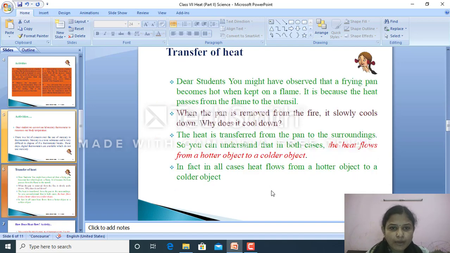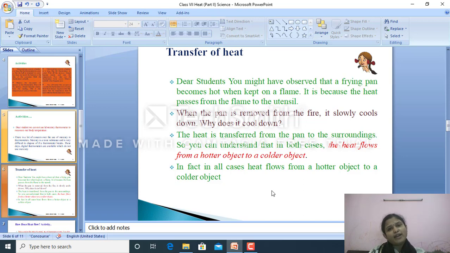Now next we are going to study the transfer of heat, how heat is transferred from one object to another. For example, at home your mother is cooking food. When she keeps a pan on the gas stove, the pan gets heated. How does it get heated? Because heat is transferred from the flame to the pan.